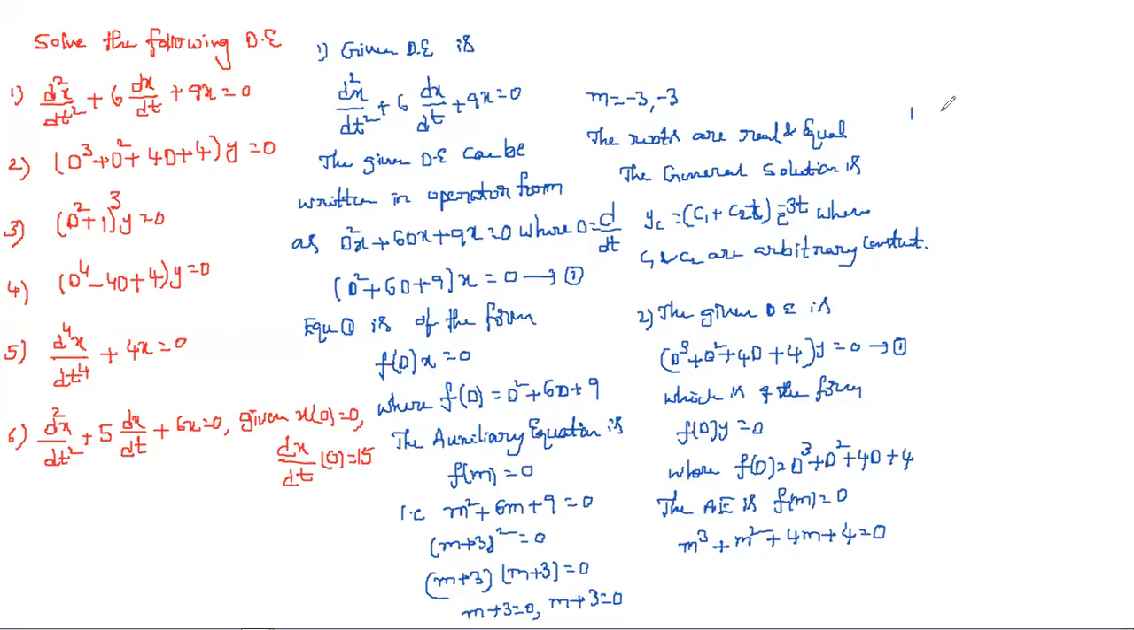The m cube coefficient is 1, the m square coefficient is 1, the m coefficient is 4, and the constant is 4. So that is the synthetic division method, or Horner's method. Now we need to find this one. If you want, you can check it.